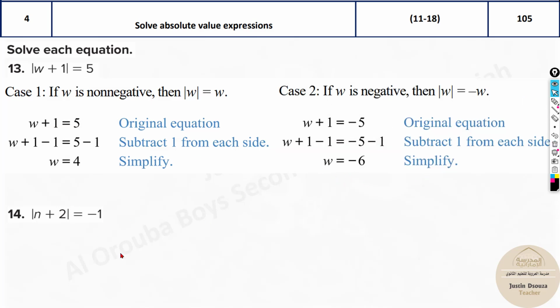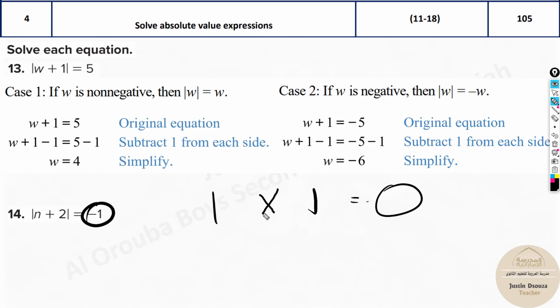Now look at this problem. How would you solve it? Is it by 2 cases, case 1 and case 2? No, look over here, it equals minus 1. There is no way when you solve an absolute value that you will get an answer of negative 1. There is literally no way of getting negative 1, so it's basically impossible. This is undefined.